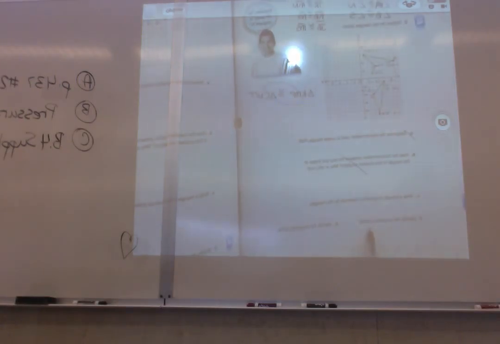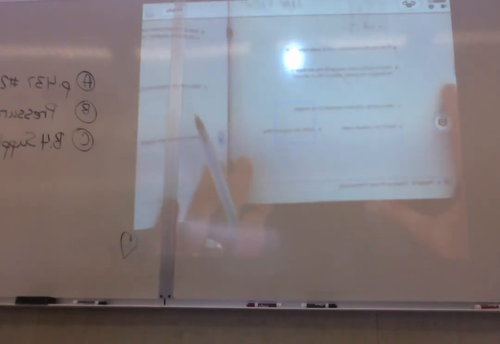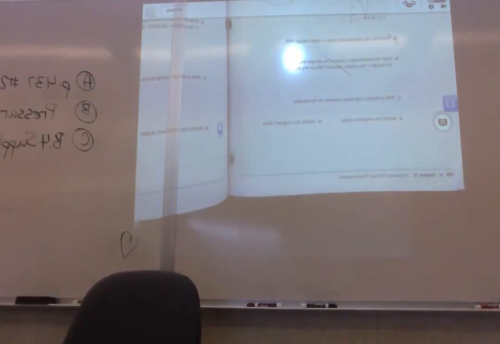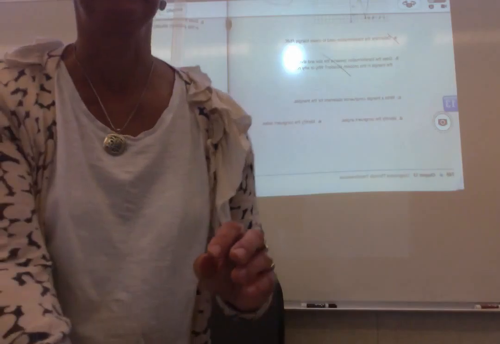Identify congruent angles, identify congruent sides. You're going to do right now D and E. I'm going to walk around. D and E, I'm walking around.